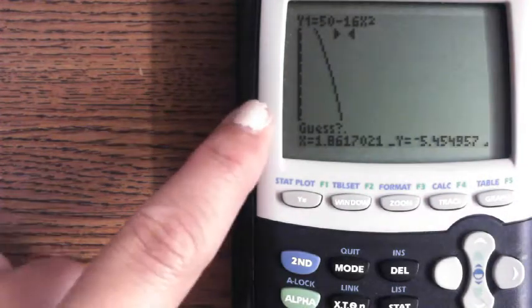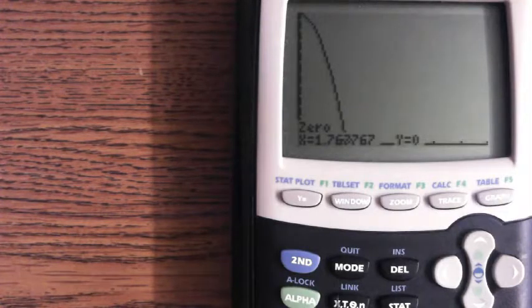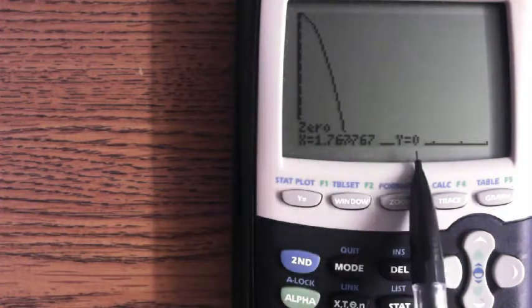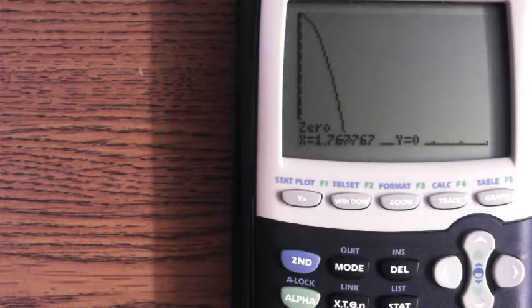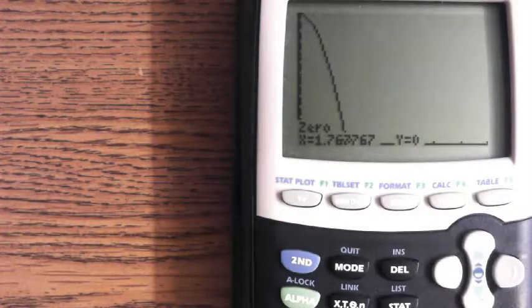And it's going to say guess, which you're not going to guess anything. You're just going to hit enter one more time, and it's going to give us the exact time when our height is at 0. 1.76. Is that a 3? My cursor's on so I can't see. 1.767767. So to the nearest 10th, we nailed it, right? 1.8. We got that info from the table, but you can also get it from the graph.